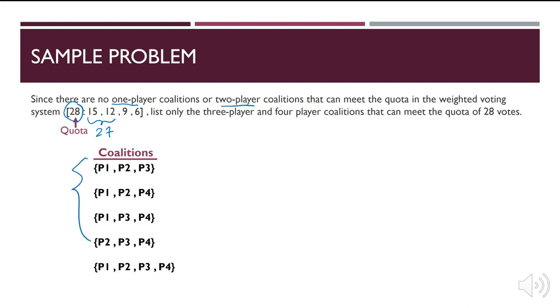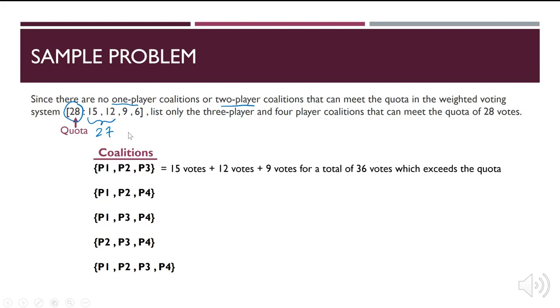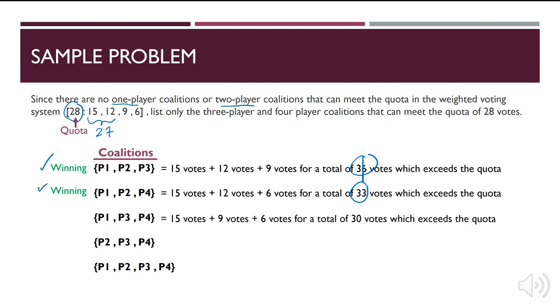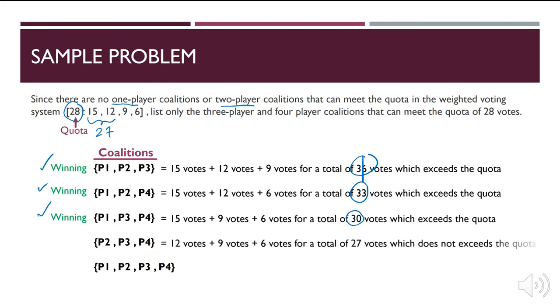I've listed all of the 3-player coalitions here. Now we want to find out whether these coalitions are winning or losing coalitions. So we add up the individual players' votes, we get the total, compare it to the quota, and then we're able to determine whether it's a winning coalition or not. So for the next team, we see the total's 33. Again, that's more than the quota, so it's another winning coalition. The next 3-player team has 30 votes, more than the 28 needed for the quota. It's another winning coalition.